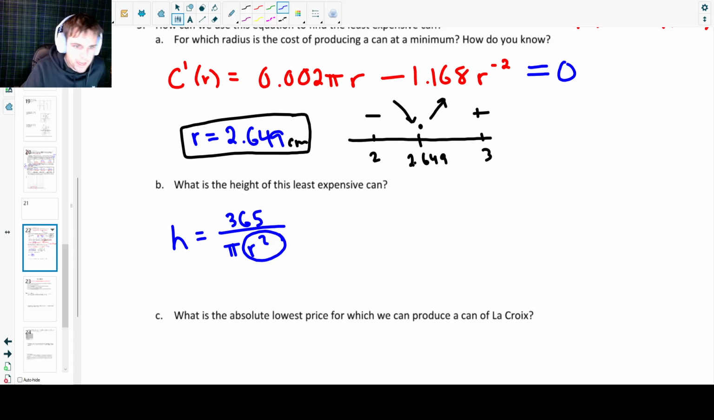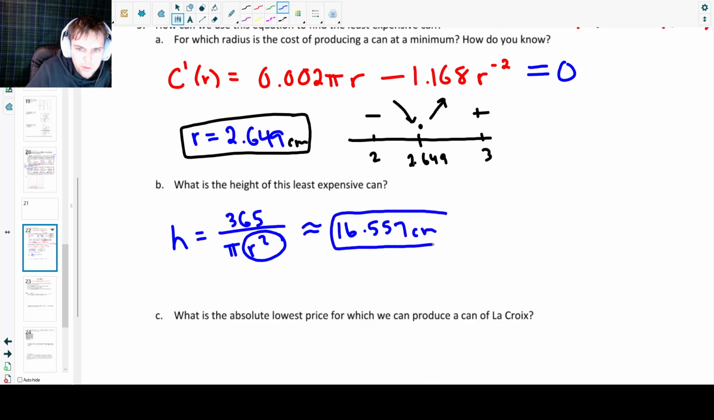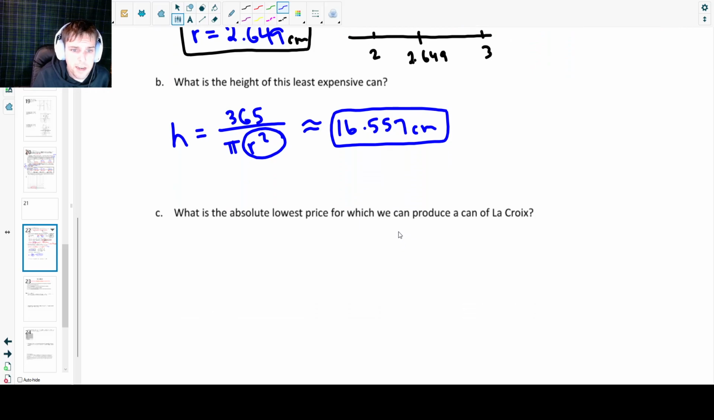And I came up with a height of around 16.557 centimeters. So our can with this minimum cost is going to have a radius of 2.649 and a height of 16.7. Now, we've figured out how big this can is, how much is it actually going to cost us?